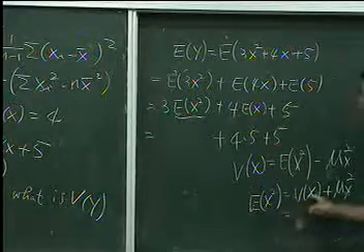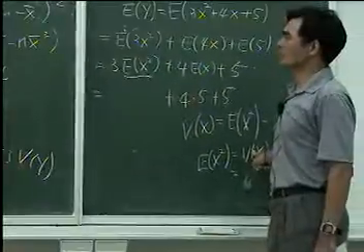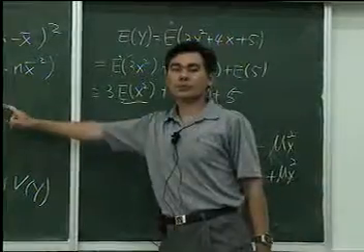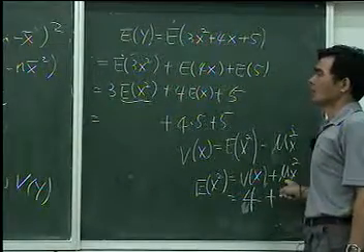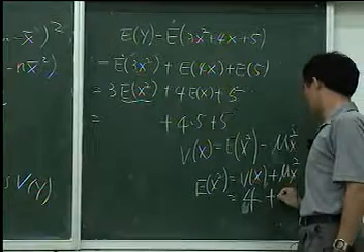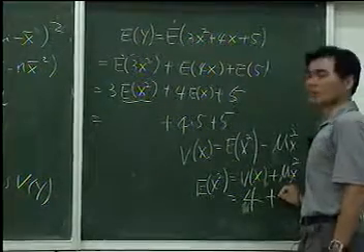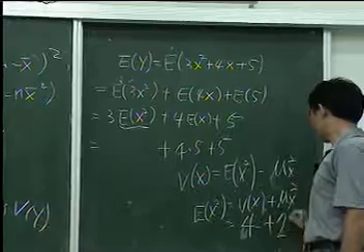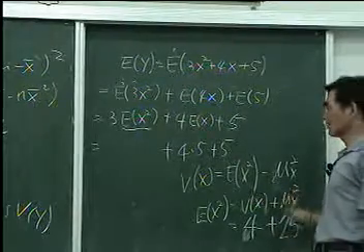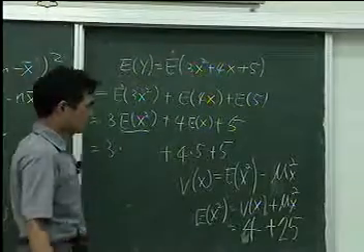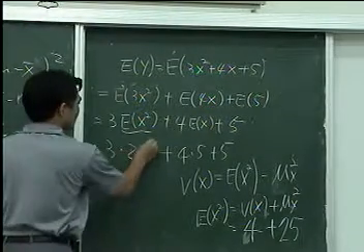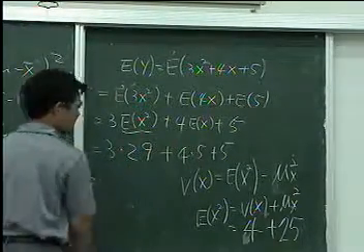So what is variance of x? Variance of x is equal to 4, right? And mu x squared, how much should that be? That is equal to 25, right? 5 squared is equal to 25. So this is 3 times 29, okay?